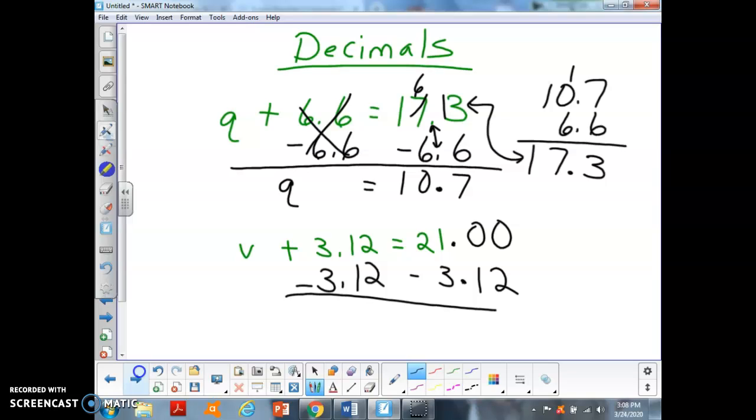Normally we don't put the zeros when it's a whole number, but to help us subtract, that is a good practice to do. Let's subtract 3.12 minus 3.12 is 0. What I have left is my variable. On this side, now I do need to borrow.